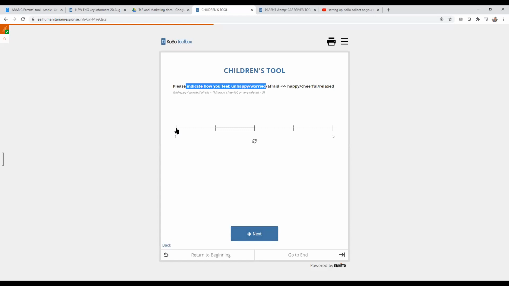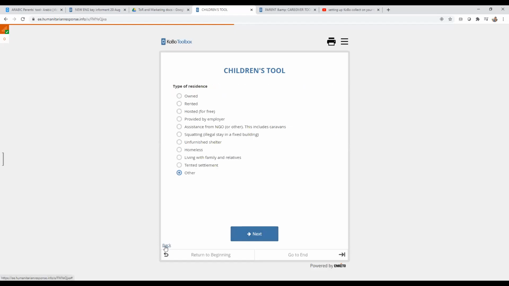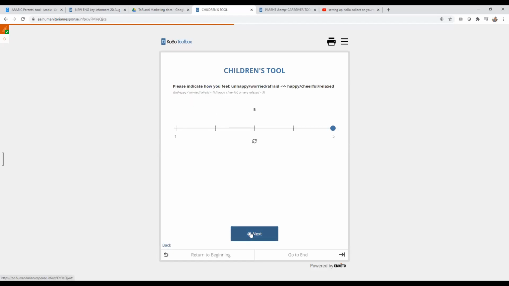The next question is, please indicate how you feel. Unhappy is 1, happy, cheerful, or relaxed is 5. Please provide an example of something that makes you feel unhappy. We spoke about that. It could be that a child is not going to school, or anything else.